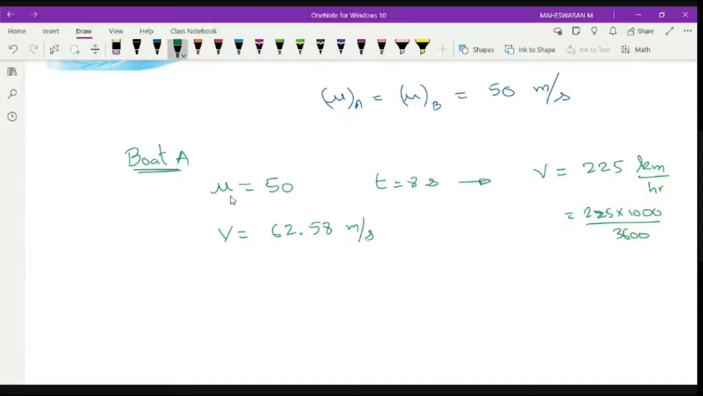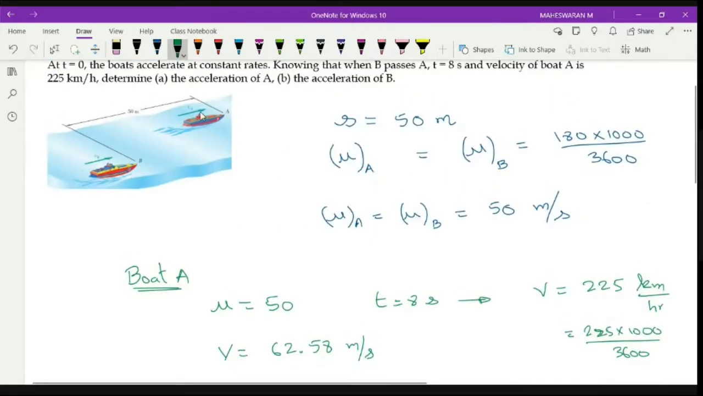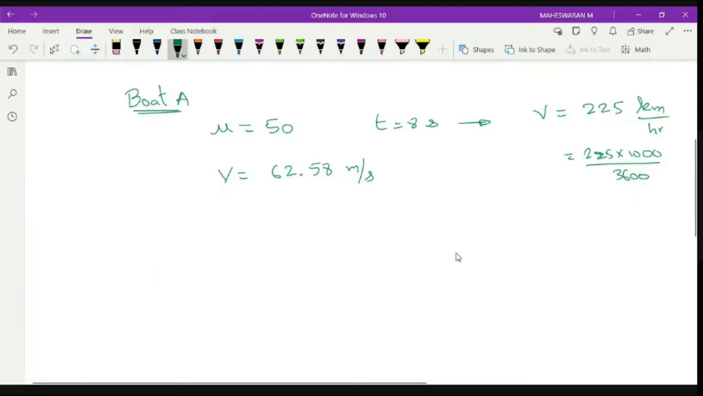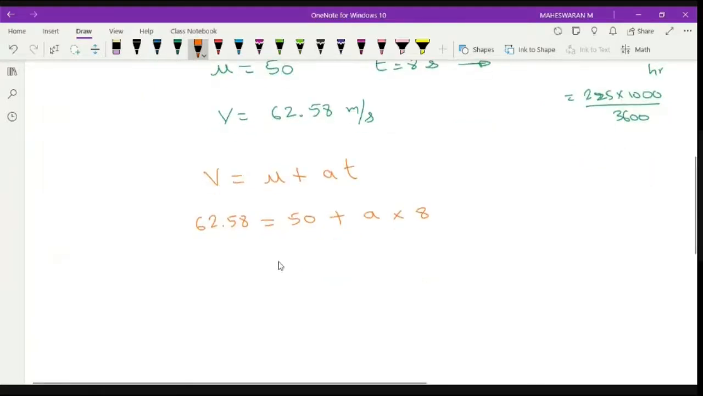Now I have these three values: V, U, and T. Don't consider S. S is different. You can't use S for A. S is applicable only for B, because we don't know what A is traveling, but they have given this value, so you have to consider that alone. What formula can we use? We can use V is equal to U plus AT, where V is 62.58, U is 50, A is what we are going to identify, and T is 8.